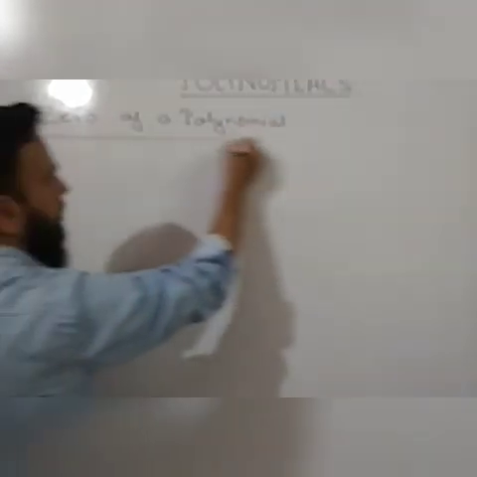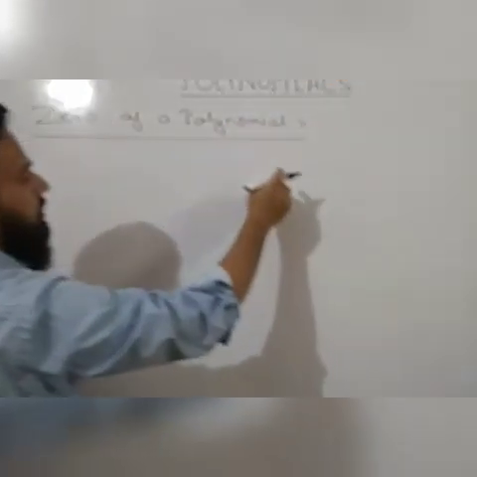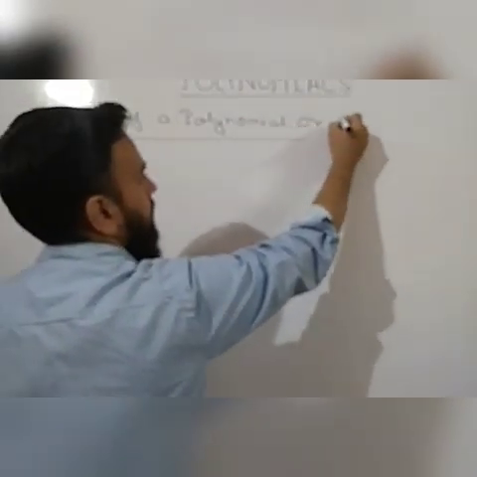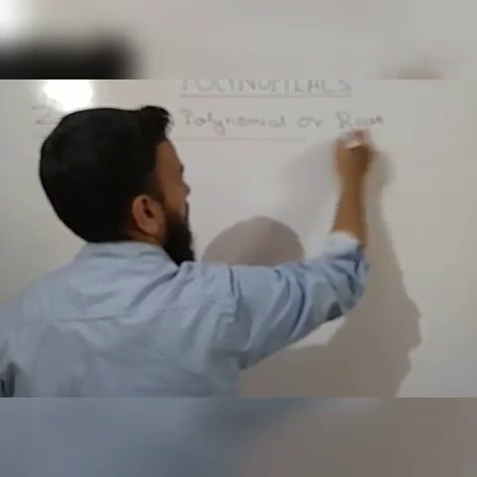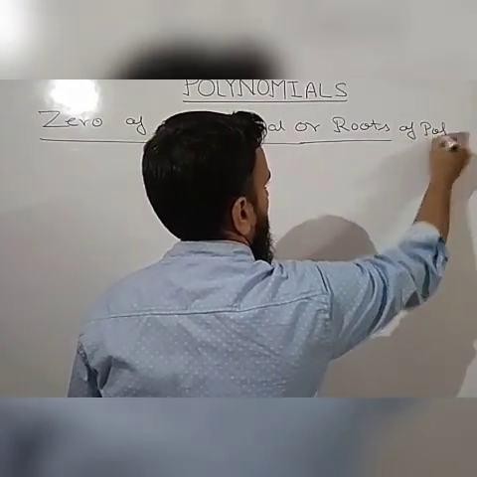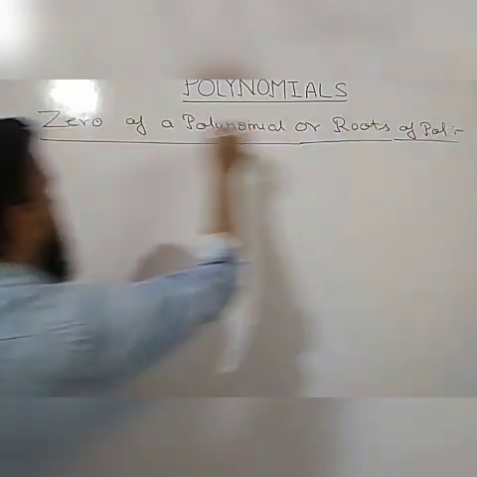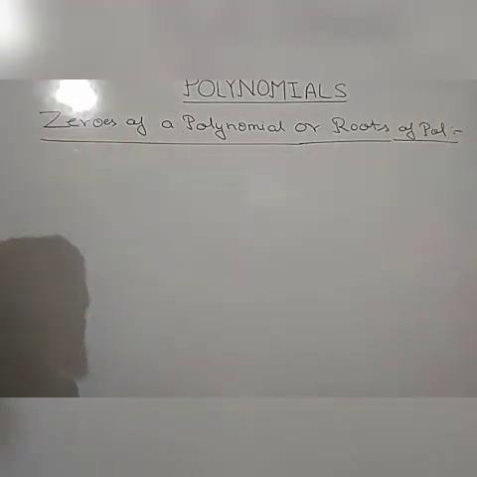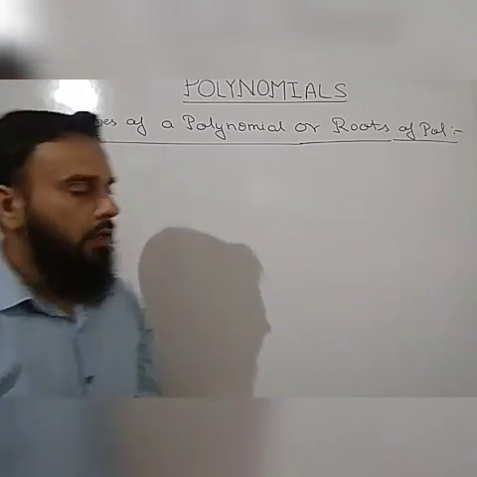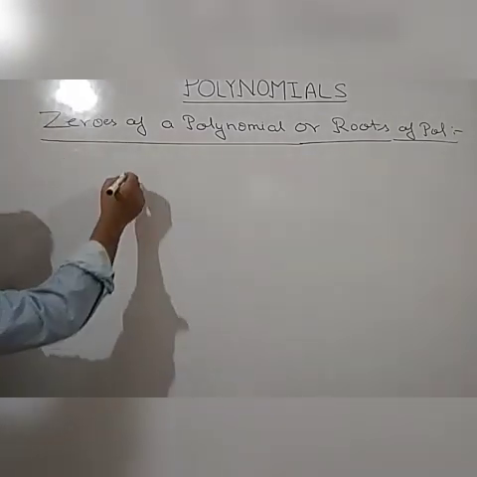Zero of a polynomial, or it is also known as roots of a polynomial. Zeros of a polynomial or roots of a polynomial. So what is the meaning of zeros or roots of a polynomial? Let us take another example.